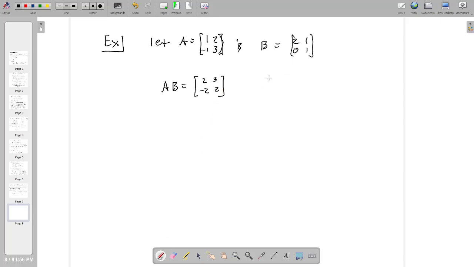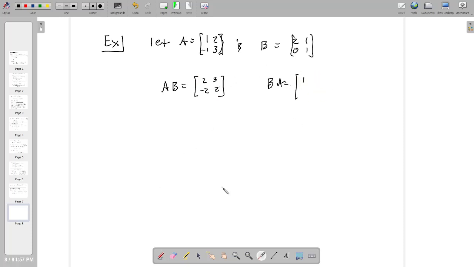Now I want to show you what BA is equal to, to show you that these two matrices will not be the same. So BA, we're looking for the first row, first column entry. So we take the first row of the first matrix in the multiplication, so first row of B times the first column of A. 1 times 1, negative 1 times... 2 times 1 plus 1 times negative 1 will give me just 1. Right away, we can see that these two are not equal. The first entry is different.